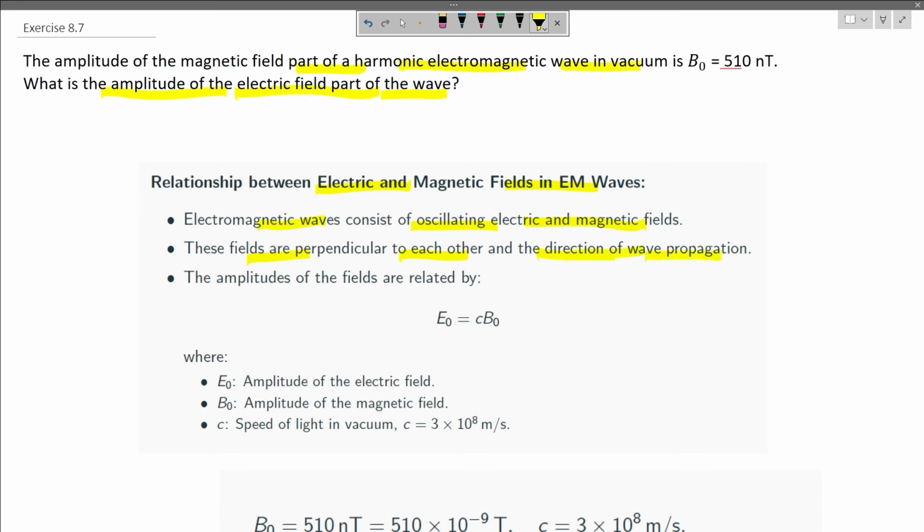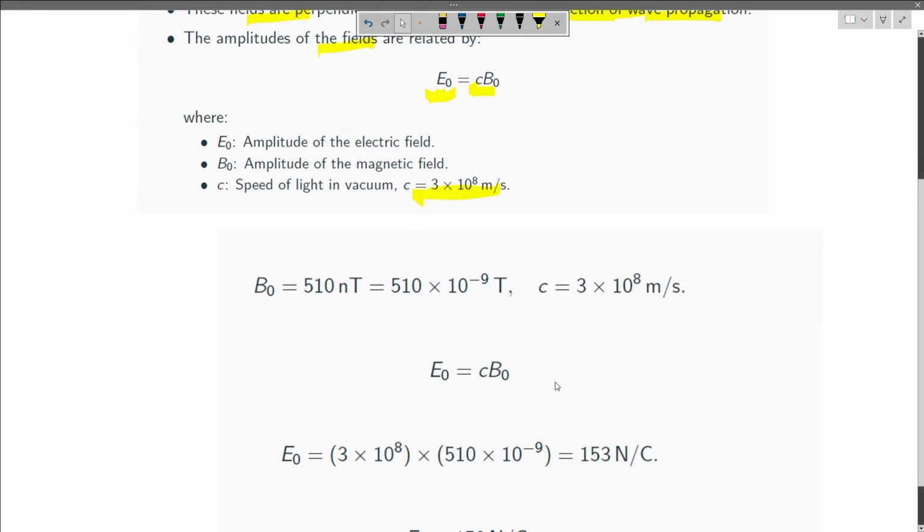the wave propagation. And the amplitudes of the fields are related by E naught equals C B naught, that is, the electric field magnitude equals the speed of electromagnetic wave times the magnitude of the magnetic field. Now here the speed of the electromagnetic wave is 3 into 10 to the power 8 meter per second. Now we have been given the value of B naught, that is the magnitude of the magnetic field. We have to find out the value of E naught.